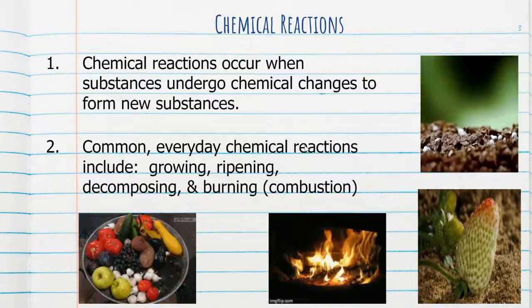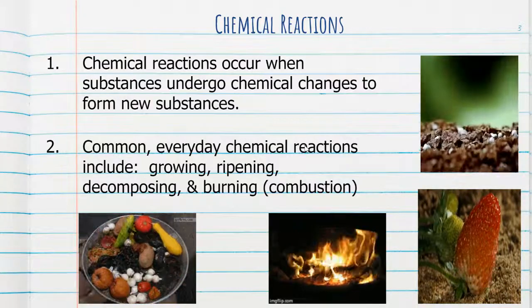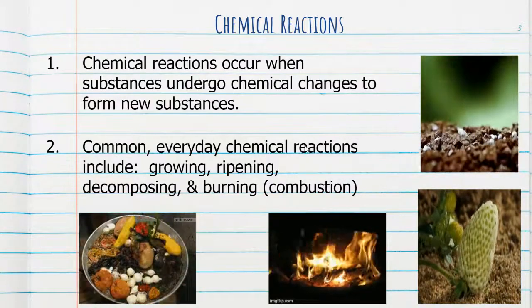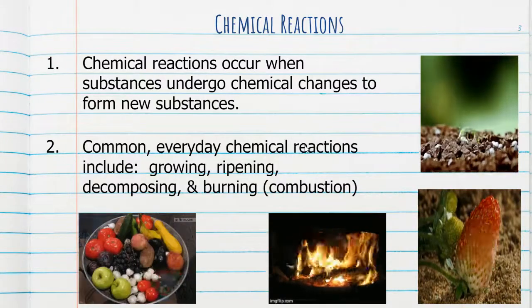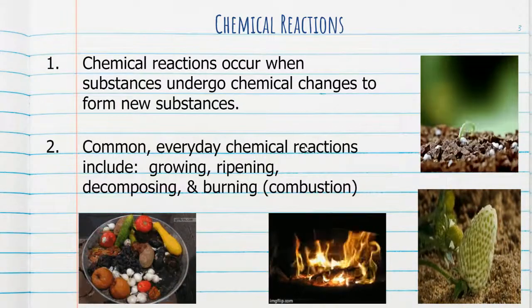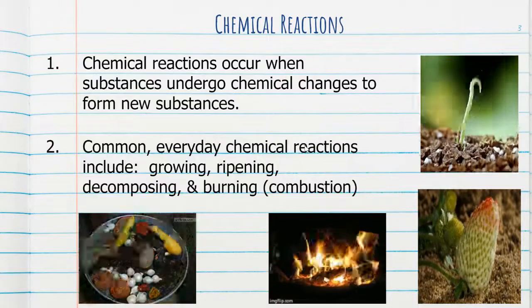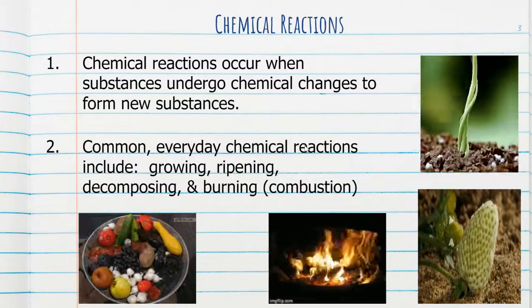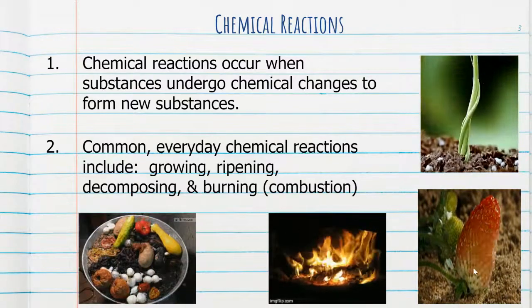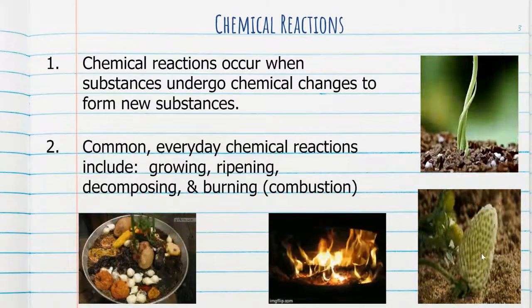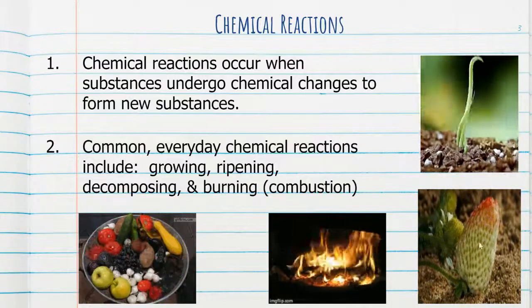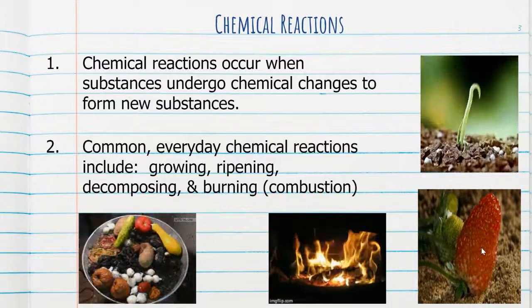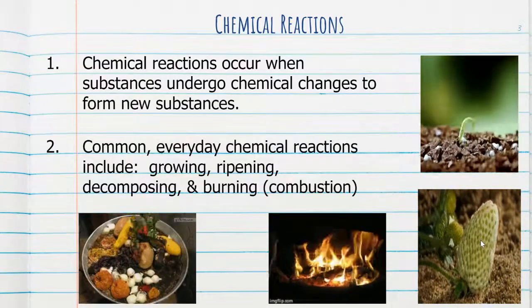An example of that is growing. Through the process of photosynthesis, plants go from a seed into this green shoot that pops out from the ground, right? That is a chemical reaction happening. And on the bottom right over here, you have that strawberry going from a whitish green color into a dark red color, right? That is a chemical reaction that leads to that ripening.